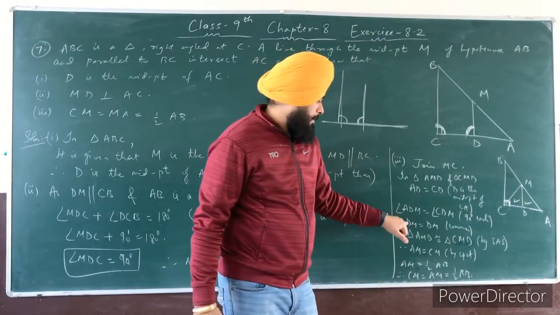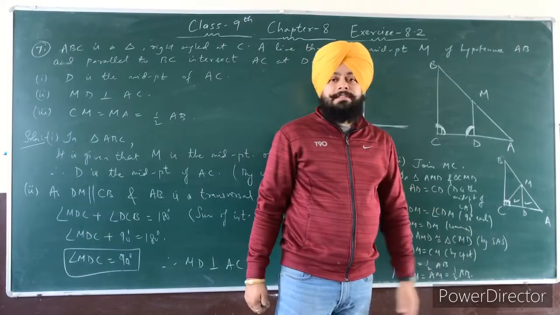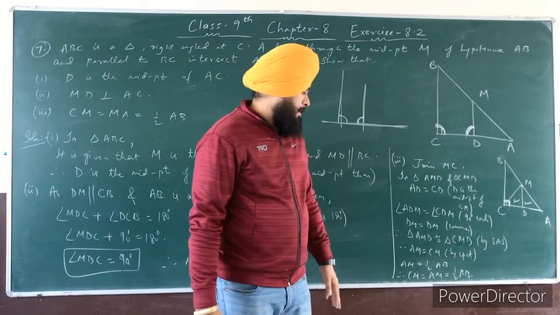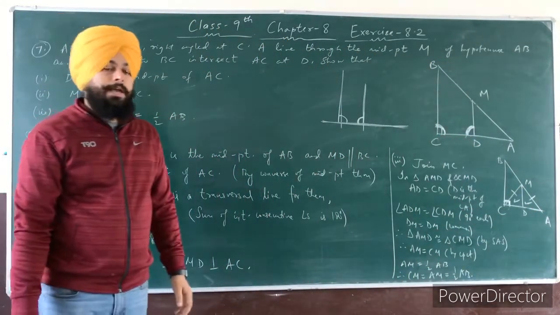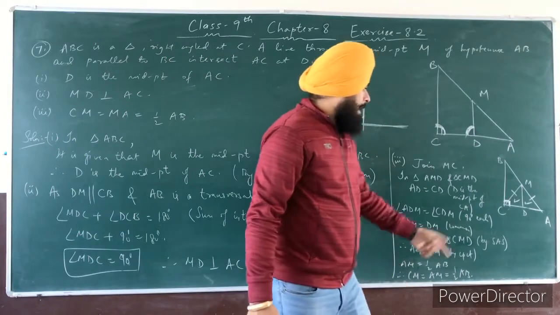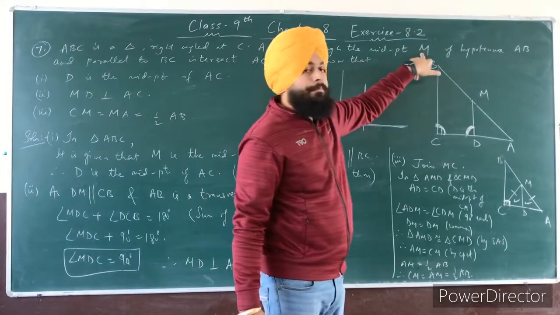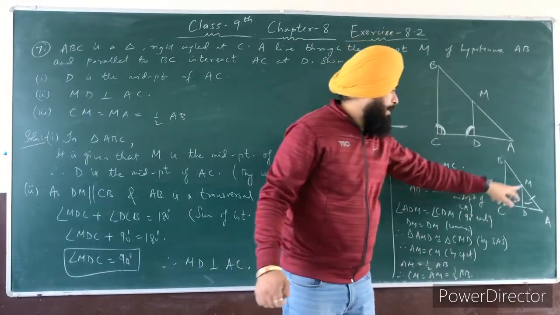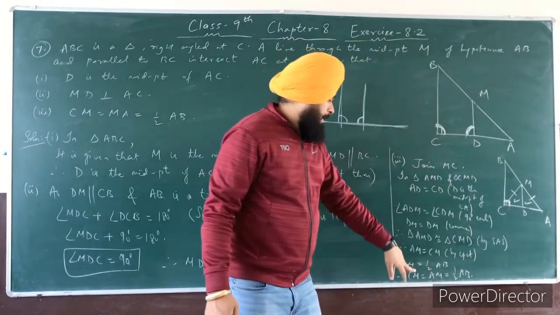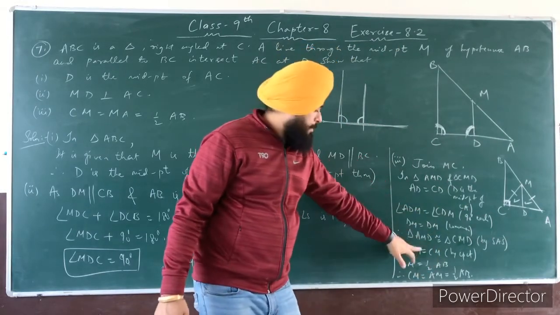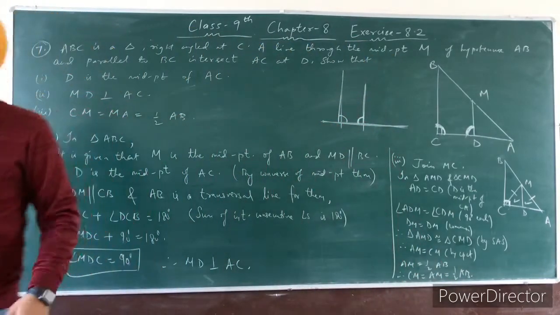Third, DM is equal to DM, which is the common side. So by the SAS rule, the triangles are congruent. Now we can take side AM and side CM. So AM is equal to CM by CPCT. And we know that AM is half of AB, because it is given that M is the midpoint of side AB. We have proved that AM is equal to CM, so you can write AM is equal to CM is equal to half of AB. This is the proof of the third part.